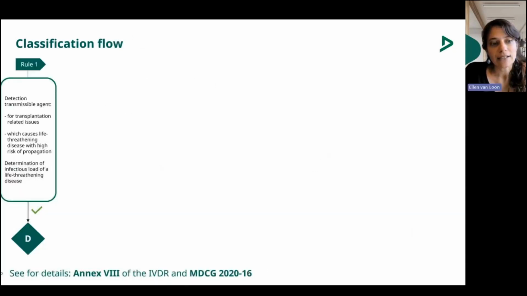So in the IVDR, there are the classification rules stated, and you can find them in Annex 8. And also there is a guidance, so 2020-16, that guidance shows several examples of devices that then fall under a certain classification rule. So here I provide you a simplified scheme of how these classification rules work.